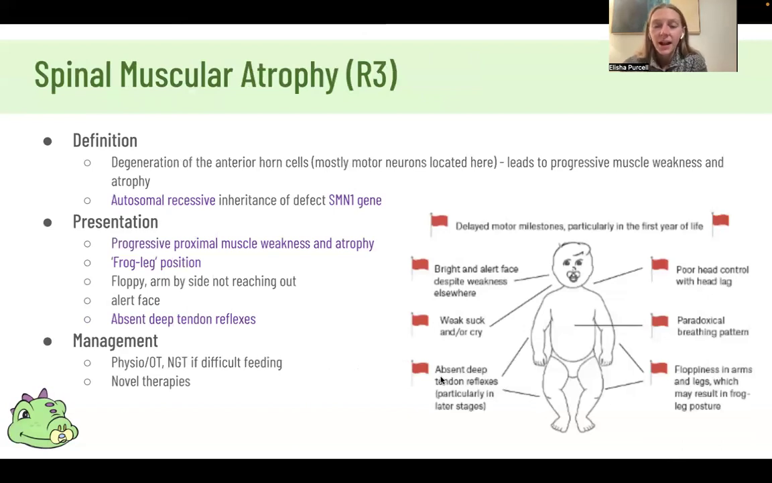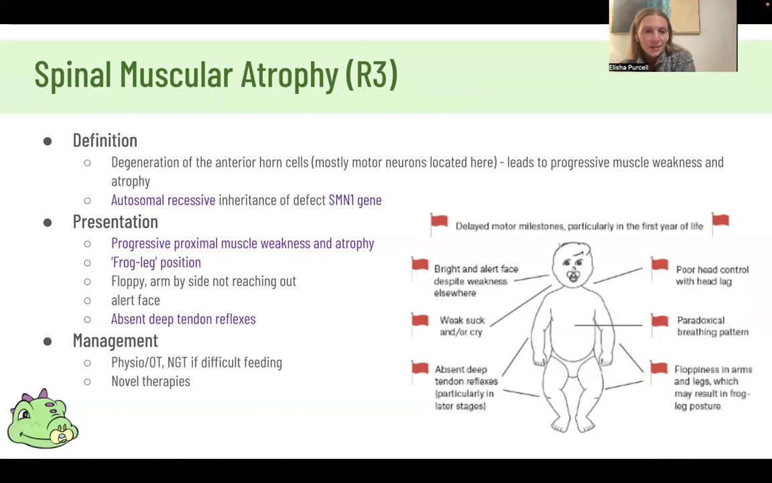Next one, spinal muscular atrophy. So this one's degeneration of the anterior horn cells. That's where the motor neurons are. And that leads to progressive muscle weakness and atrophy. It's an autosomal recessive inheritance of a defect in the gene SMN1. For some reason that does come up, the SMN1 gene, so good to know.